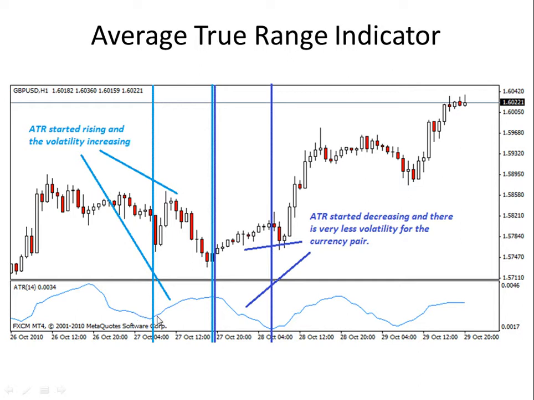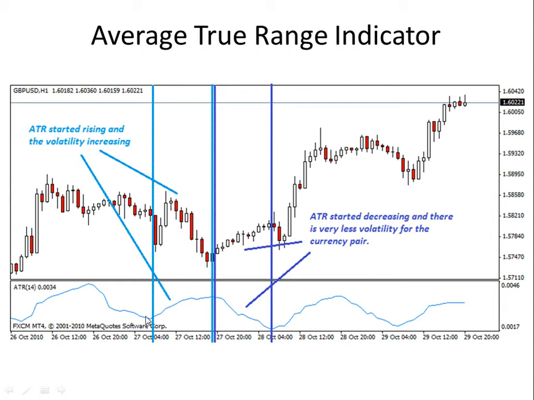If you see this one, at this point it started increasing after reaching some lowest point, so you can see some large bars in the price. There are some large price bars here at this point, and after this point it started decreasing. It reached some highest point and started decreasing from this point, and you can see small bars at this point. So this is how this indicator works.